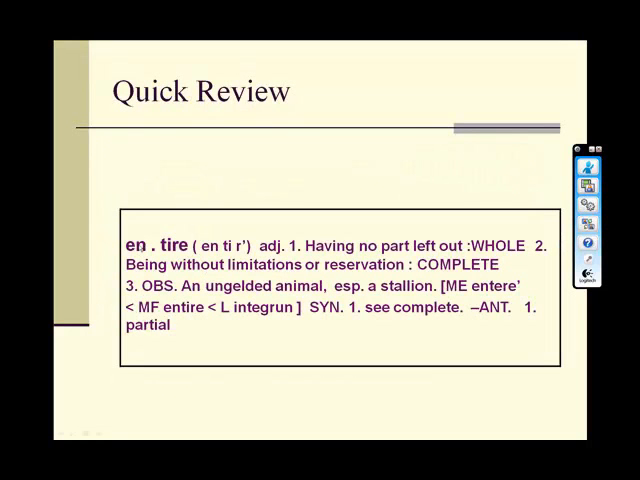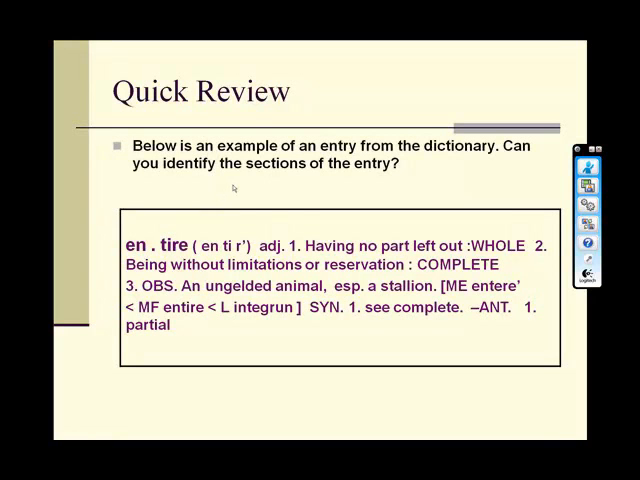So, a quick review. Let's take a look at an entry. Below is an example of an entry from the dictionary. Can you identify the sections of the entry? Entire. This would be the entry word. And you see the syllabication and the spelling. Entire. Pronunciation. ADJ. It's an adjective. Having no part left out. Whole. Definition 1. Definition 2.